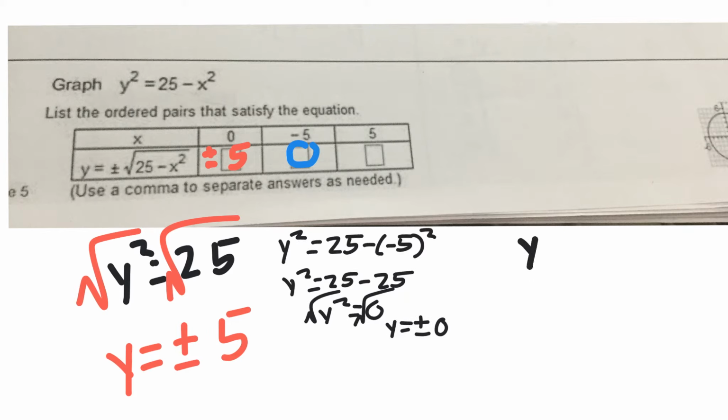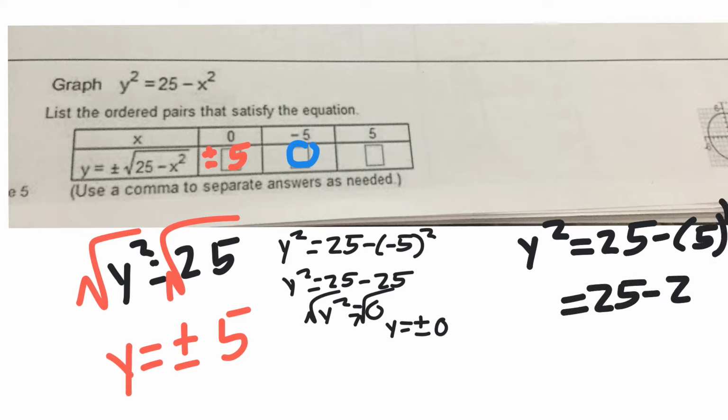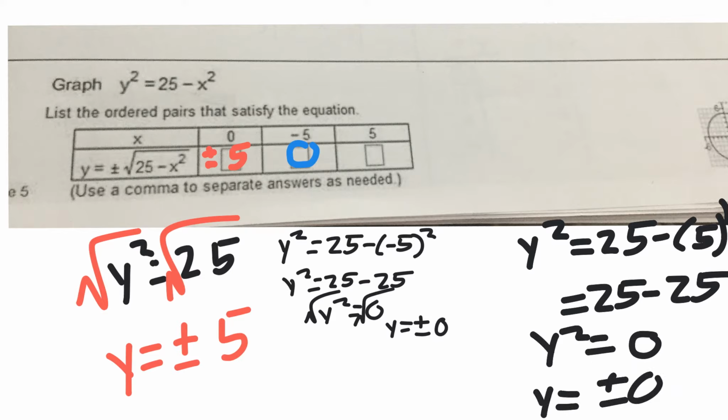And then plugging in 5 is very similar, because when we square it, we're going to get the same value. So that would be 25 minus 25, which again is 0 for y squared. Take a square root, plus or minus 0, but again, that doesn't make sense. So when I plug in 5, the y value is 0.